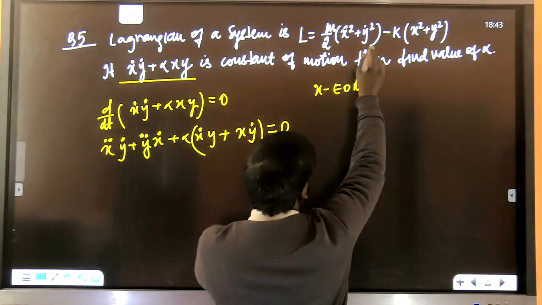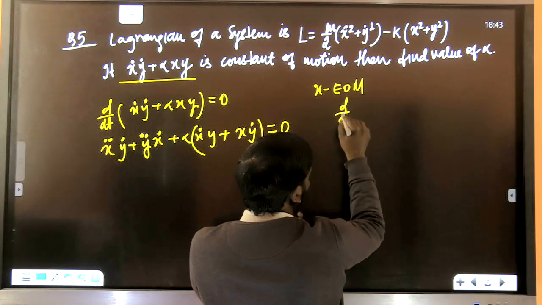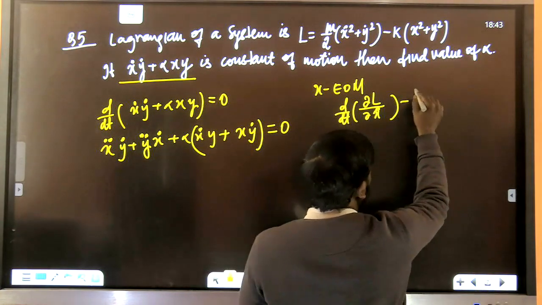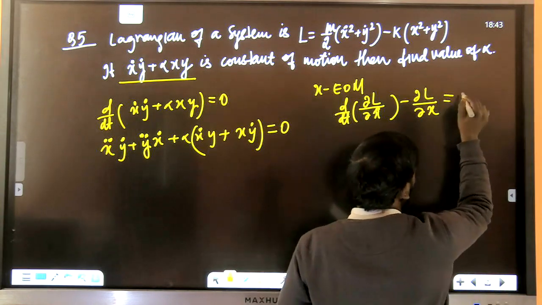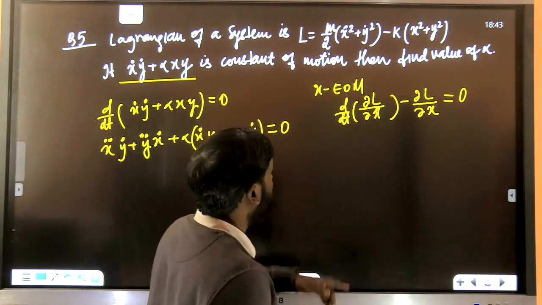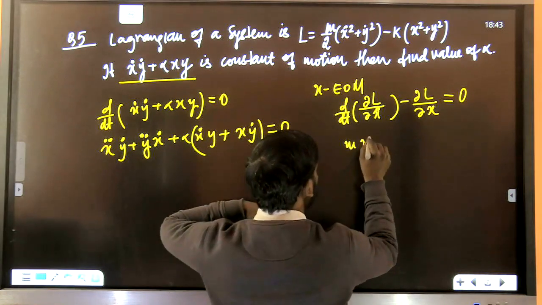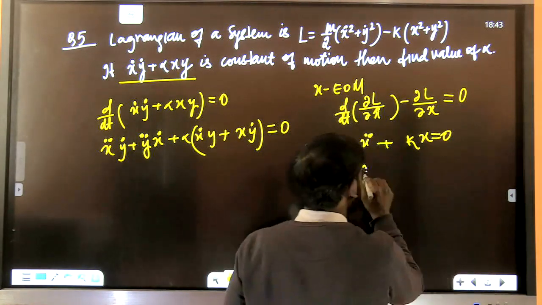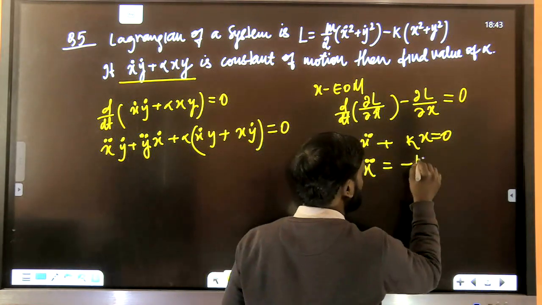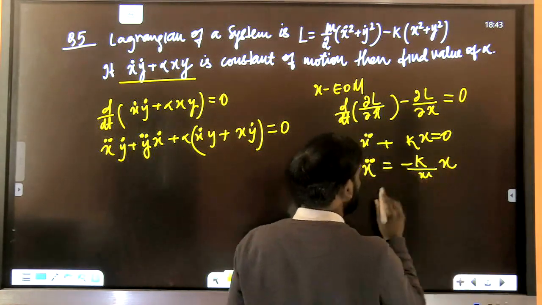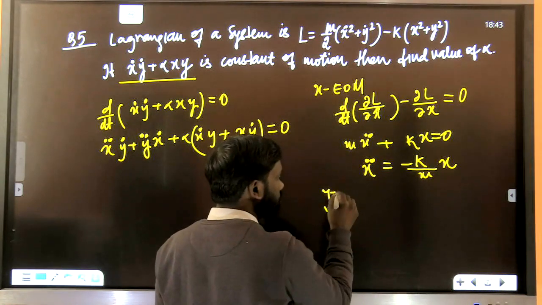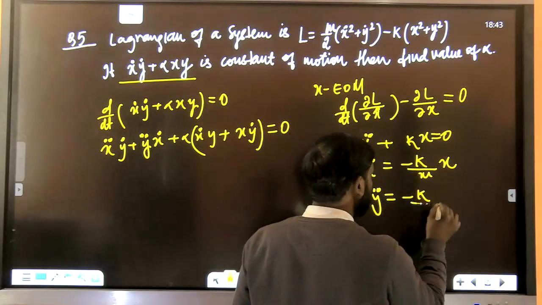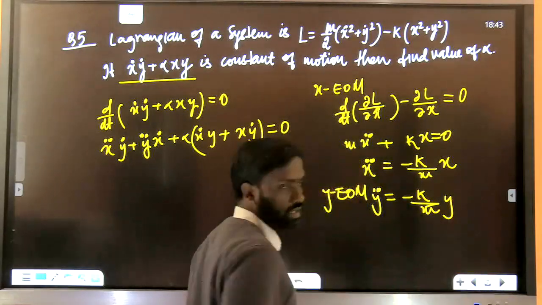If you do that, we write the equation of motion like this: d dt of del L by del x dot minus del L by del x is equal to 0. That's the equation of motion. So if you differentiate this, you get m x double dot plus k x is equal to 0. So you get here x double dot is equal to minus k by m x. Similarly, from the y equation of motion, you get y double dot is equal to minus k by m y. That's what you get.